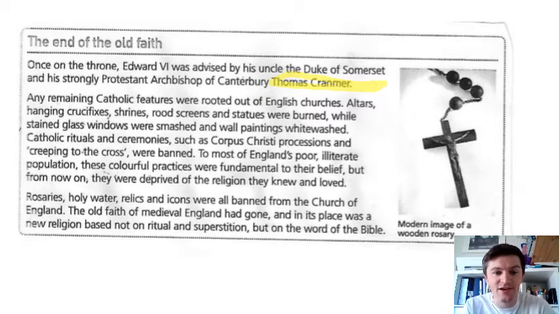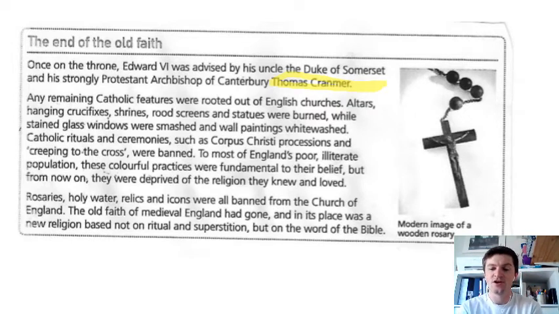Catholic rituals and ceremonies such as Corpus Christi processions and creeping to the cross were banned. To most of England's poor, illiterate population, these colourful practices were fundamental to their belief, but from now on they were deprived of the religion they knew and loved. Rosaries, holy water, relics and icons were all banned from the Church of England. The old faith of medieval England had gone, and in its place was a new religion based not on ritual and superstition, but on the word of the Bible.